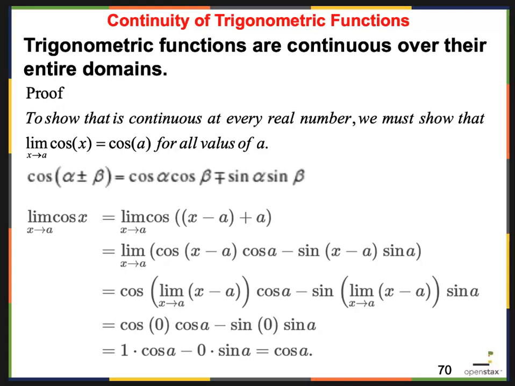All right, we're going to continue with continuity. And trigonometric functions are continuous over their entire domains. And here's a proof. And again, I'm not going to have you doing proofs, but it's good to see where this comes from. I know this is a little blurry, but here we're looking at identities that you had in trig, and this goes through how we can show that the trigonometric functions are continuous over their entire domain.